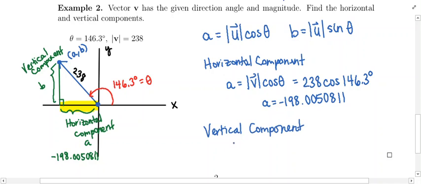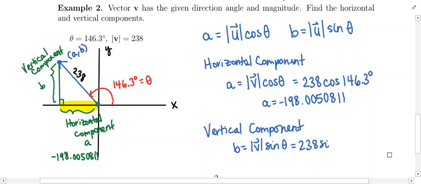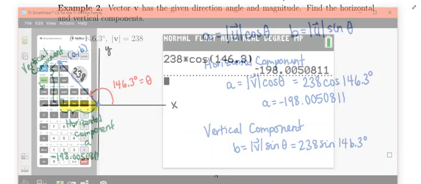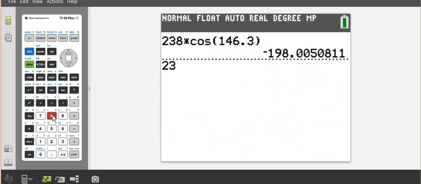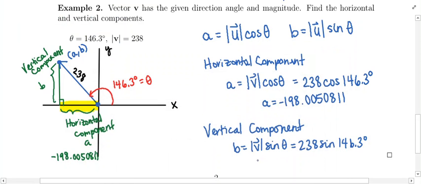So here the B value is going to be the magnitude of vector V times the sine of the angle. So this is going to be 238 times the sine of 146.3 degrees. Okay, so let's see what we get this time. Here's the answer. 132, it's positive, yay.